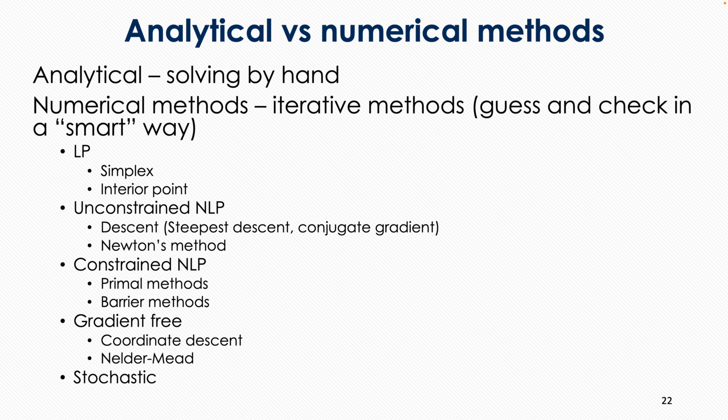And so linear program, simplex, and interior point, those are very well developed. These have been worked on the longest and have very robust algorithms, although some of them are still improving to some extent. You have unconstrained NLP, constrained NLP, gradient free, and all of these methods: descent methods, Newton's methods with constraint, primal methods, barrier methods. There are many different tools with which you can solve different problems.